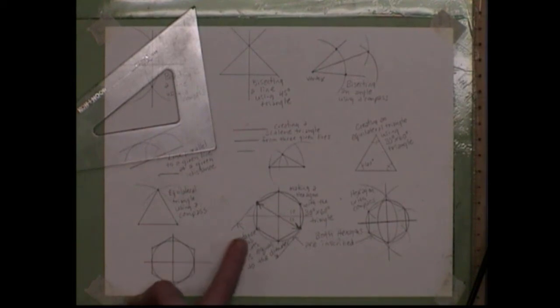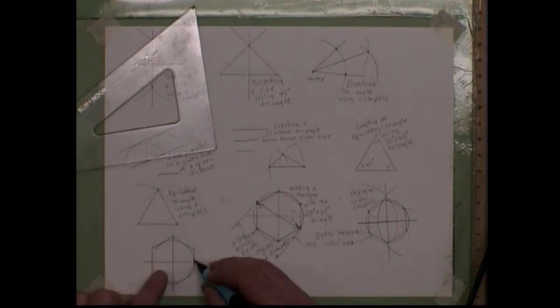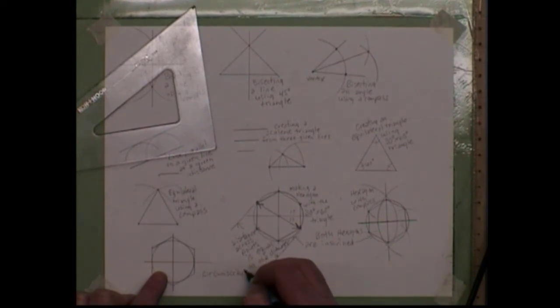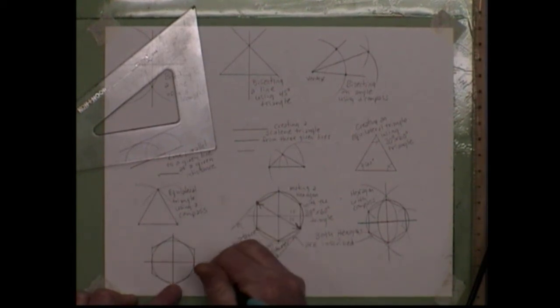But what's the difference between this hexagon and this hexagon? The circle's on the inside, right? So we would call this a circumscribed circle, or a circumscribed hexagon, which is made outside of the circle.